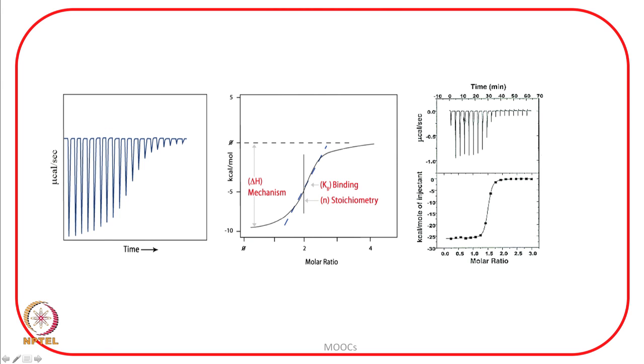And another example, the conversion of this area into the integrated heat profile. The upper one is the raw data, the following is the integrated heat profile, and the solid line represents the best fit to the experimental data. So, what we have discussed in this lecture is the principle of isothermal titration calorimetry. That is how the isothermal titration calorimeter measures the amount of heat associated with the interaction of a ligand with a protein.